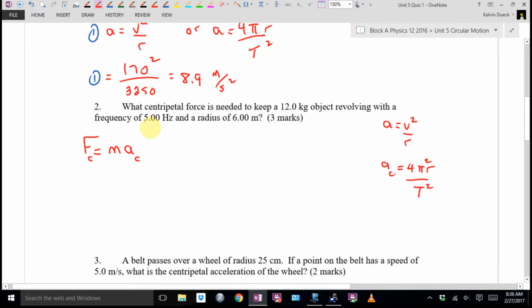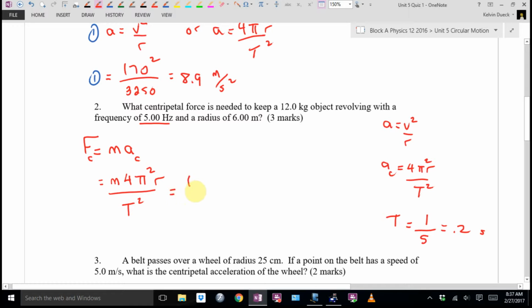They gave me a frequency, which really means they gave me the period. The period is going to be 1 over the frequency in hertz, which is going to be 0.2 seconds. 5 hertz as a frequency means it'll go around once every 0.2 seconds. That's why it goes around 5 times per second, 5 hertz. So I think I'm going to end up using m 4 pi squared r over T squared.